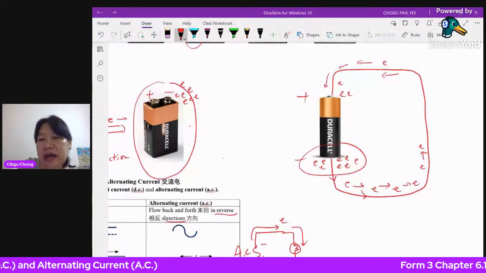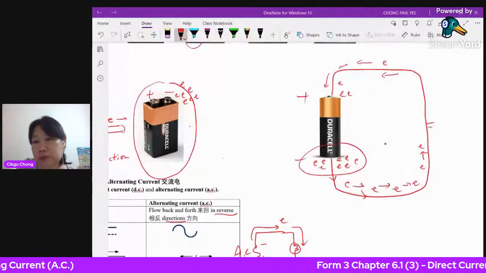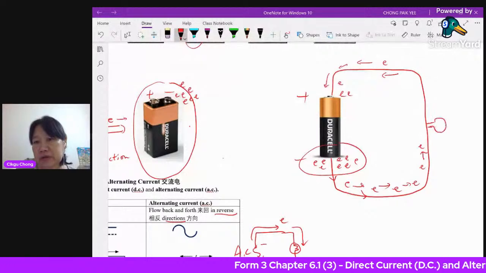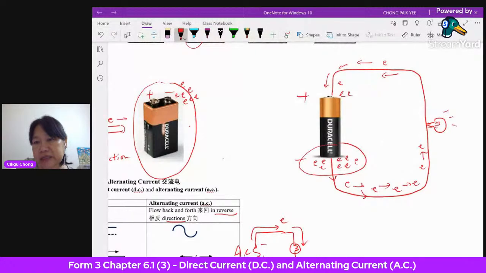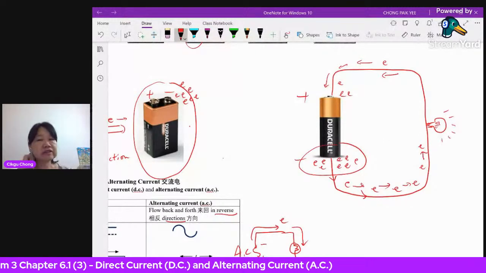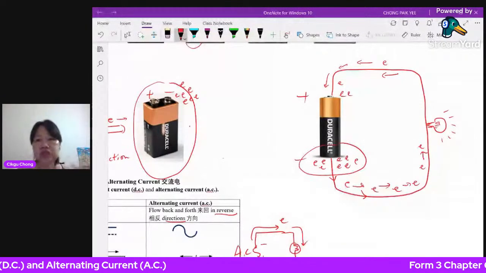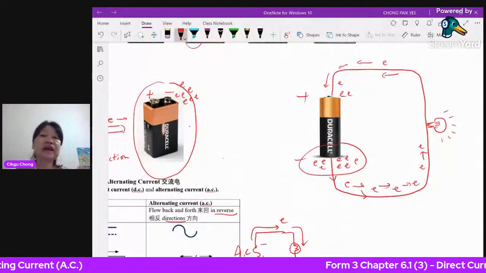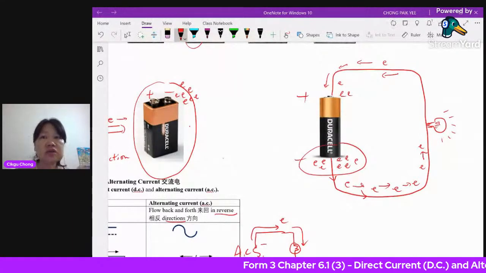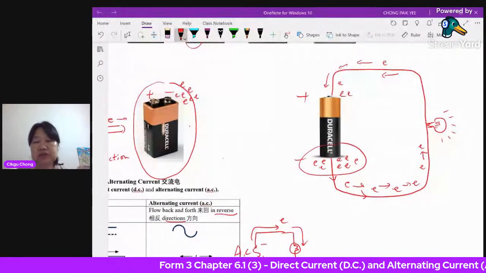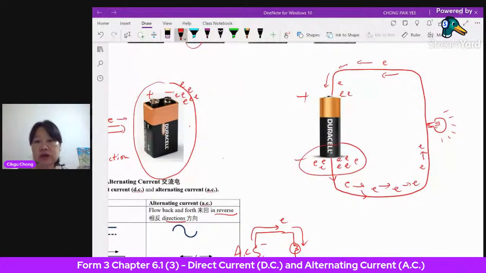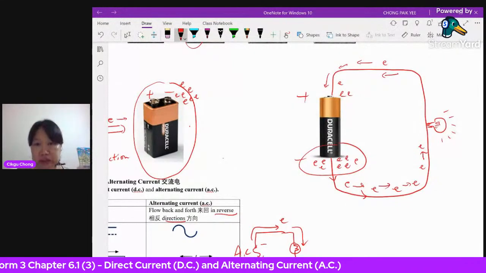Now, if you were to add an electrical component, let's say you put a bulb here, you will find that the bulb will be lighted. The very same reason is because the electrons are being pushed along. It actually creates electricity. So I am revising your Form 2 knowledge about electricity. Electricity is generally the flow of electrons in one direction.